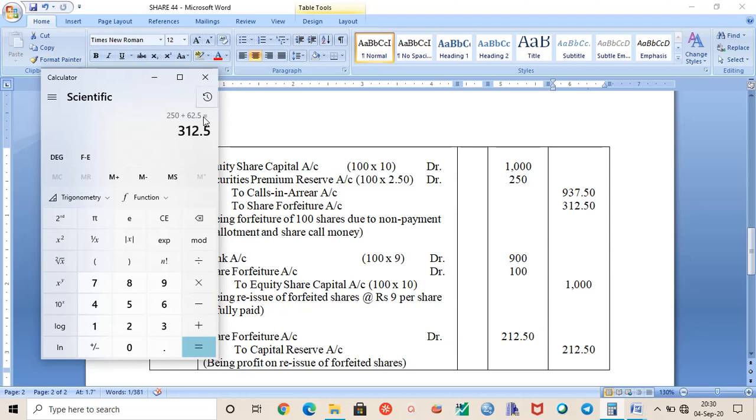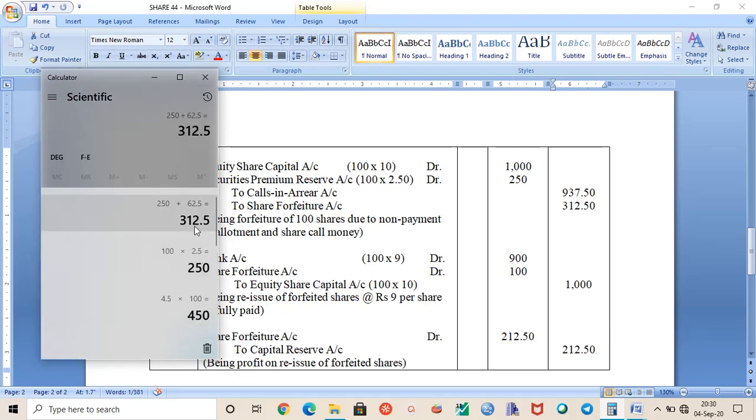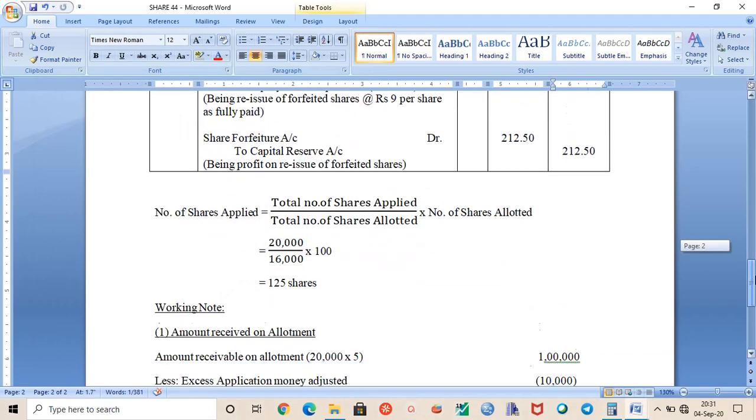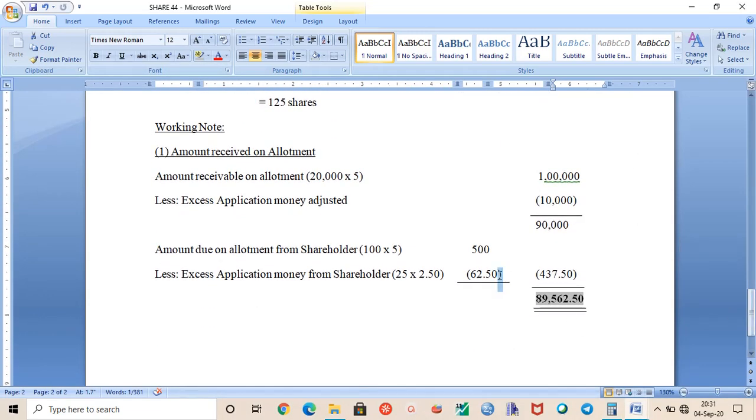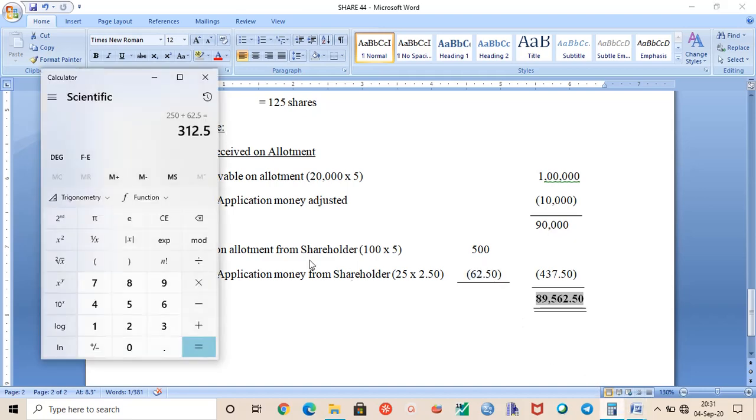How is this 62.50 coming? This 62.50 is coming from here. You can see this is the extra application money that is received. So this is how you get 312.50.